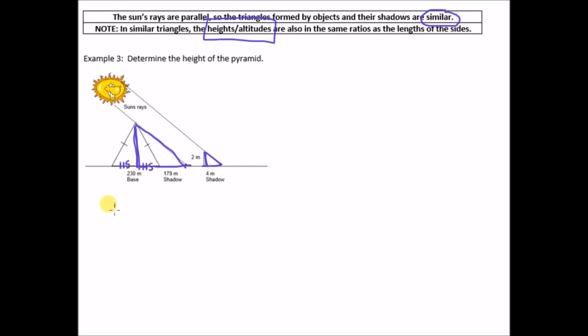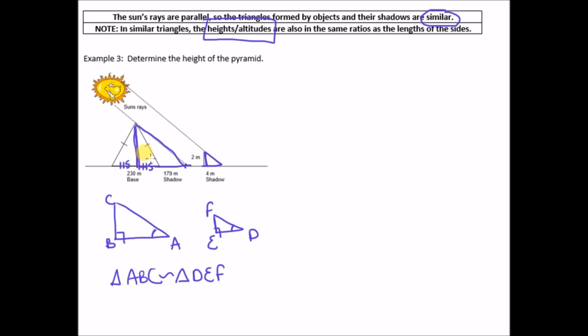Okay, so let's redraw these and name them. Let's name this A, B, C, and this one D, E, F. The height and the base always meet at 90 degrees, so we know that's the same angle. A and D are also the same angle, because the sun's rays are parallel, so they shine at the same angle. So by default, C and F are also the same angle. So we can say triangle ABC is similar to triangle DEF.